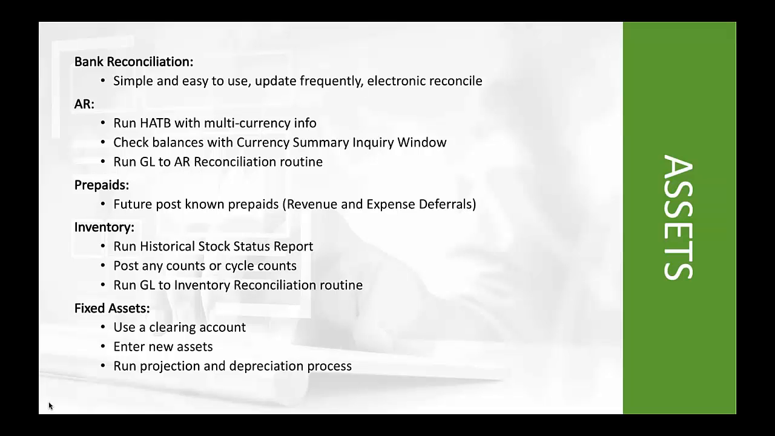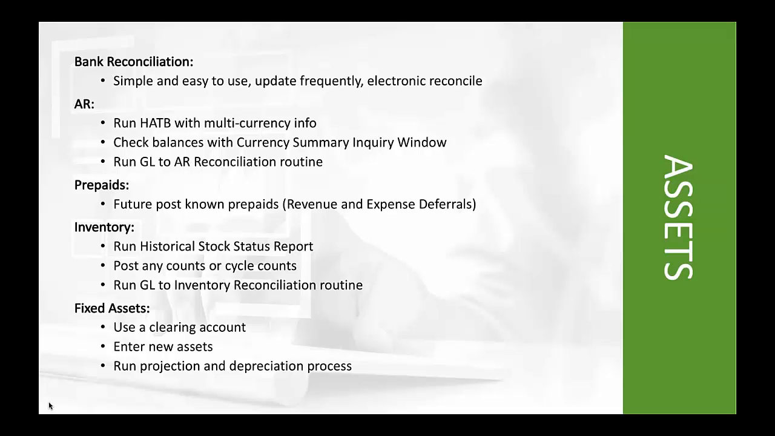For prepaids, did you know that you can future post transactions in GP? So if you open up future periods and you had a prepaid, let's say it was an insurance policy that was $12,000, you could actually future post $1,000 a month for the next 12 months. And there's a feature in GP called revenue and expense deferrals. I want to show you that because it's especially useful for this function.